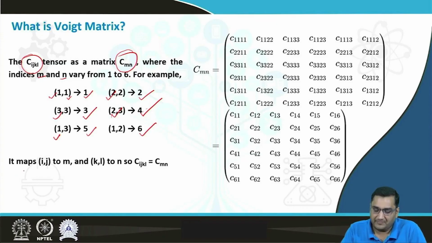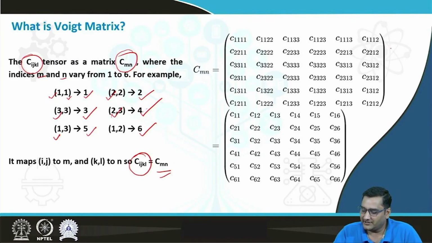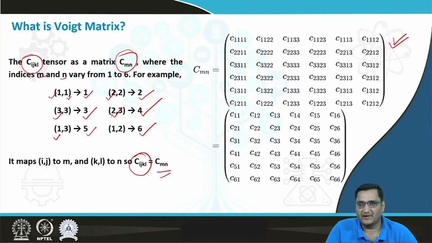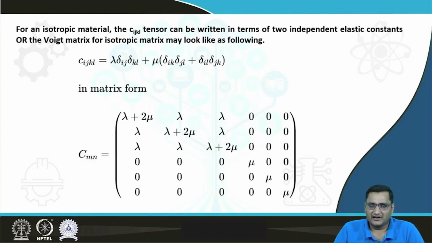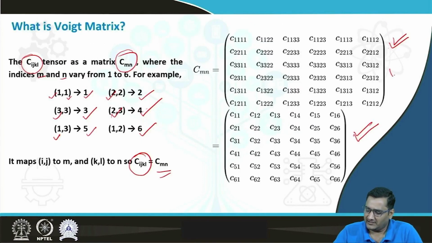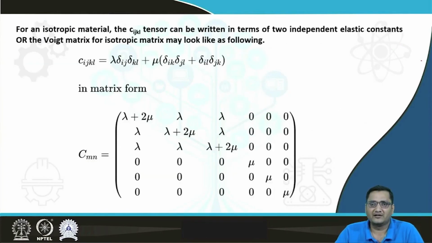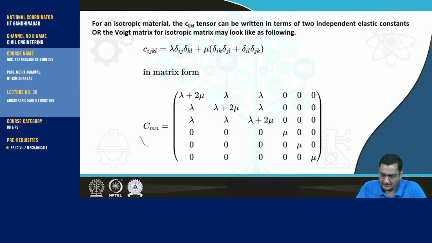So when we are mapping these i, j to m and k, l to n, then we can write C_ijkl as C_mn. If you consider this particular stiffness tensor, which is represented by this very big matrix, then in terms of the Voigt matrix, if we want to represent it, it will look something like this. It is a little smaller than the previous one. For an isotropic material, if we want to represent this matrix in the form of the Voigt matrix, it can look something like this.